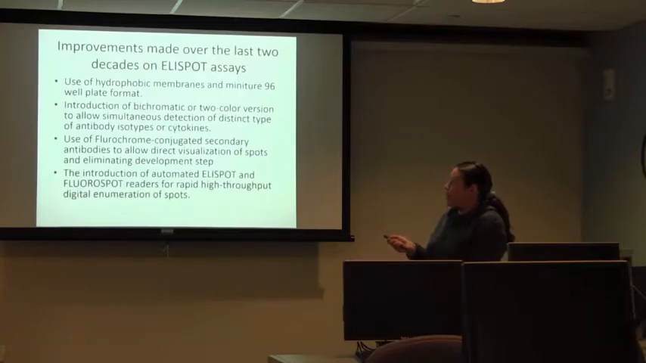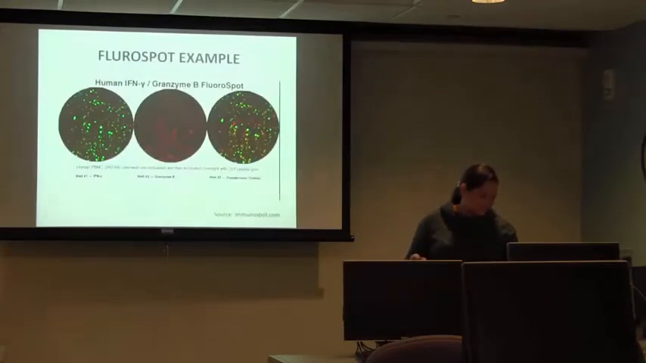Introduction of the bichromatic or two-color version to allow simultaneous detection of distinct types of antibody isotypes or cytokines. And lastly, the use of fluorochrome conjugated secondary antibodies to allow direct visualization of spots and eliminating the development step. And lastly also the introduction of the automated ELISPOT and FluoroSpot readers for rapid high throughput digital enumeration of spots. So those are the things that have come up in the last 2 decades.